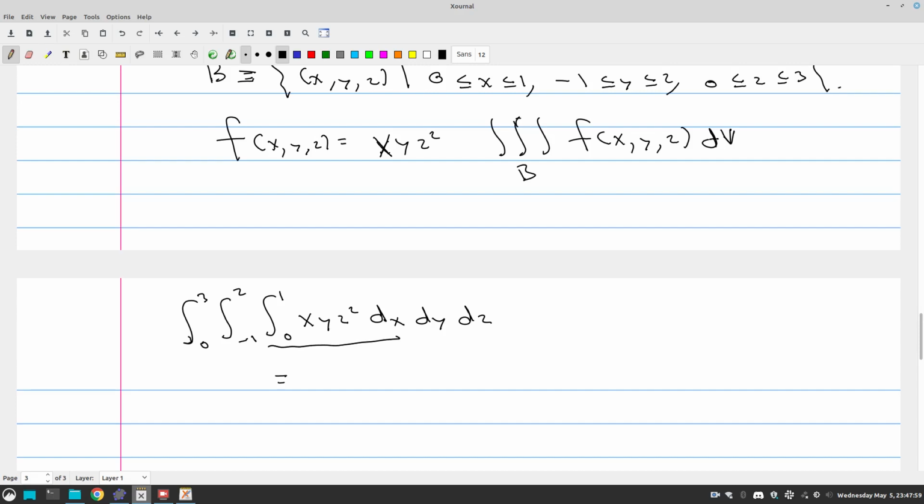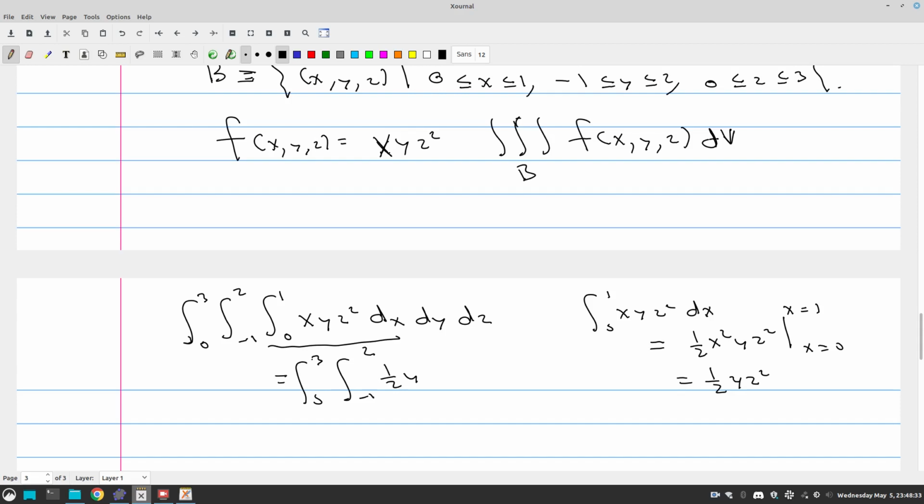So this is 0 to 1 of xyz squared dx, which of course is going to give me half x squared y z squared, evaluated from x equals 0 to x equals 1. So this is equal to half y z squared. So this is equal to the integral from 0 to 3, from -1 to 2, of half y z squared dy dz.